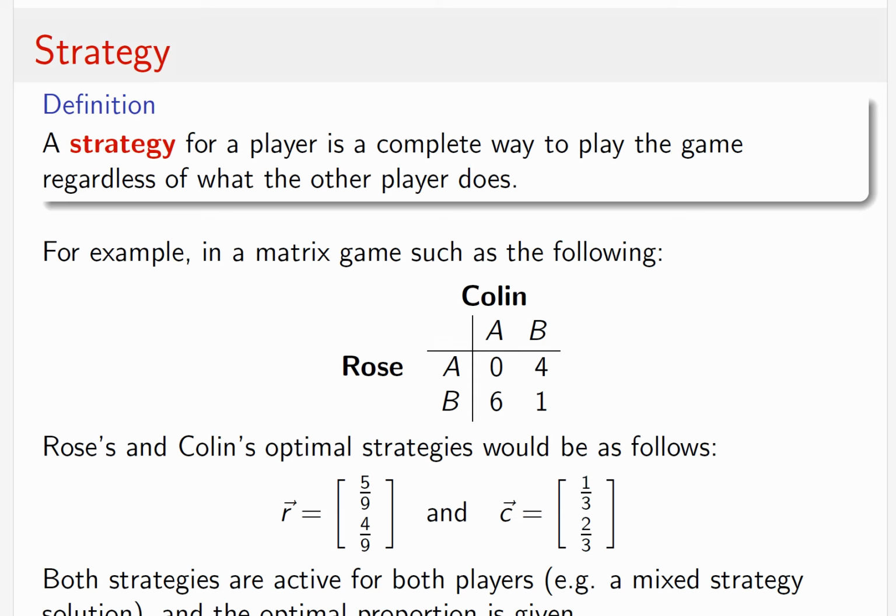In this case, and sorry that it's getting cut off a little at the bottom, both strategies are active for both players. Like I said, a mixed strategy solution. The proportions that I've given, the 5/9, 4/9, the 1/3, 2/3, those are exact for the game. And we'll talk later this week about how to do those calculations.